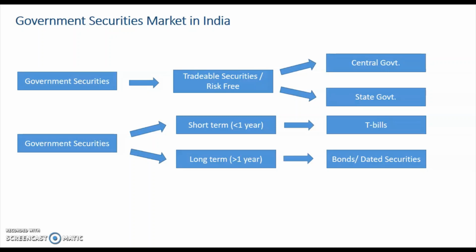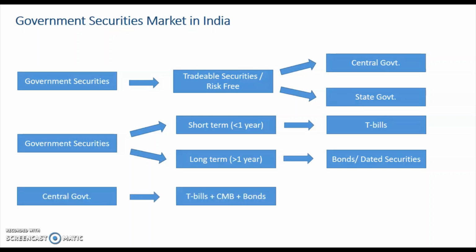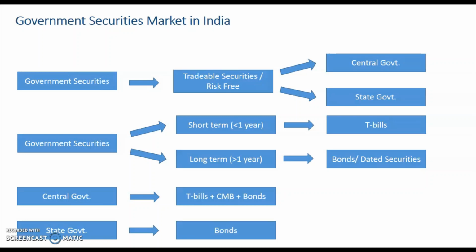Now, coming to the various means of borrowing for the central government and state governments. The central government has an array of government securities for market borrowing, ranging from T-bills and cash management bills to bonds. But state governments depend mainly on dated securities or bonds. The bonds issued by the state governments are also known as state development loans.